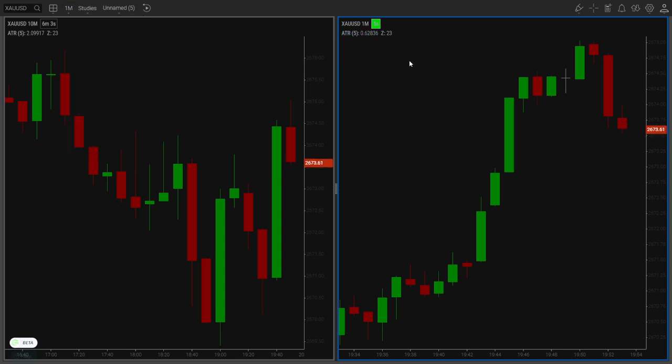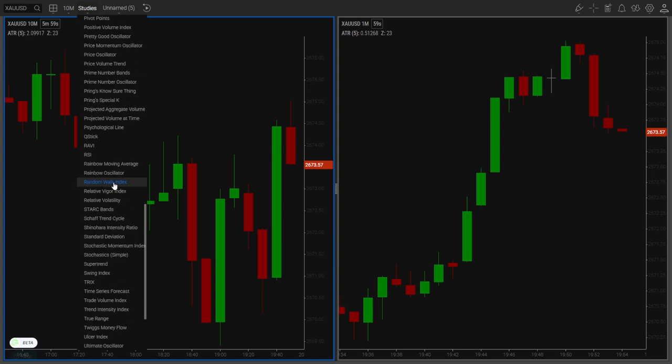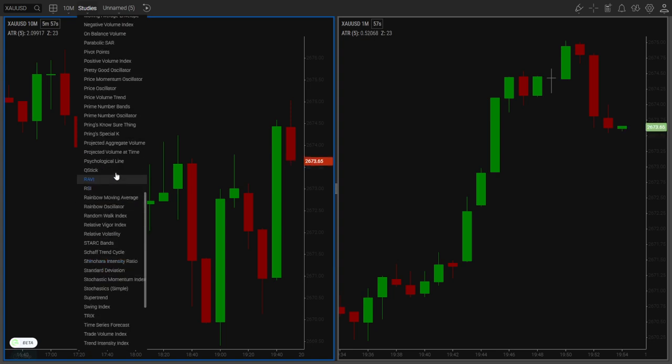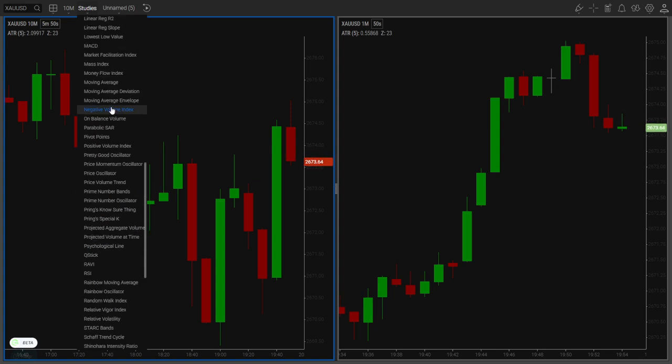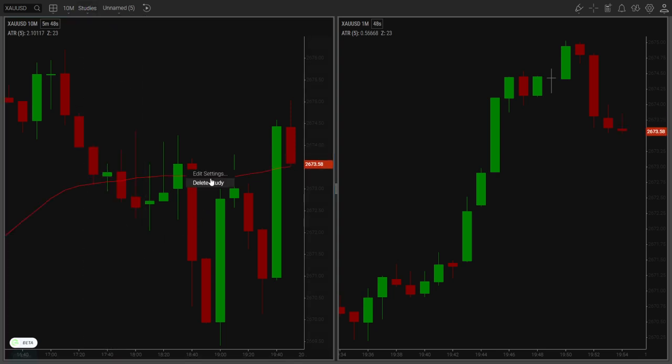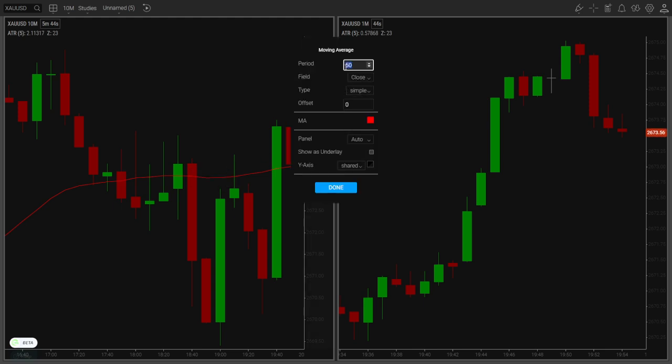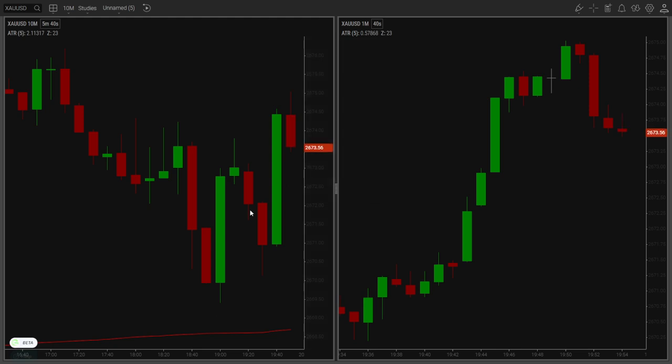Okay, and then for the indicators on my 10-minute chart, I'm going to want a moving average. I could find it, there it is. And I want that value to be at 200, so it's the moving average of 200. Okay, there it is. So that's all I need there.